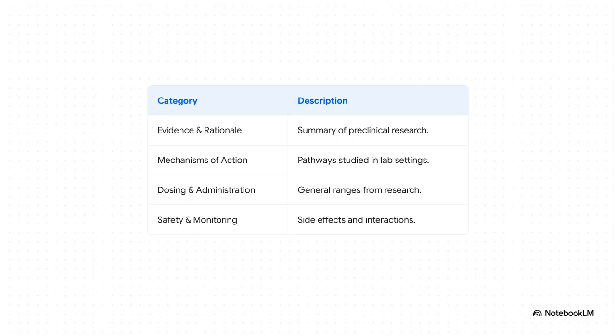And this structured approach doesn't stop there. It extends to how every single compound is analyzed. It's not just a simple list of things you're curious about. For every substance, the report organizes the research into 4 key areas: the preclinical evidence, how it's thought to work, dosing ranges that have been seen in studies, and critically, its known safety profile.